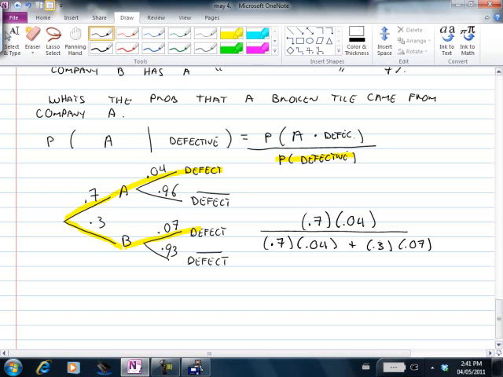How do we get the top? Look at the top. What does this mean? A and defective. You want a pathway where it says A and defective. Punch it in your calculator and you get your answer. And that wraps up conditional probability part 2.